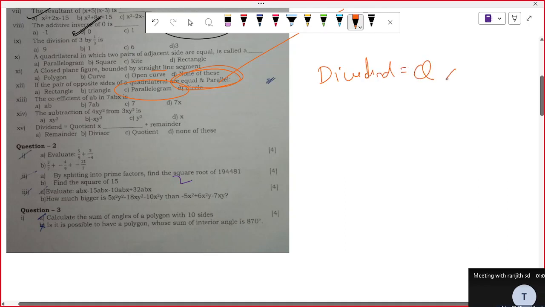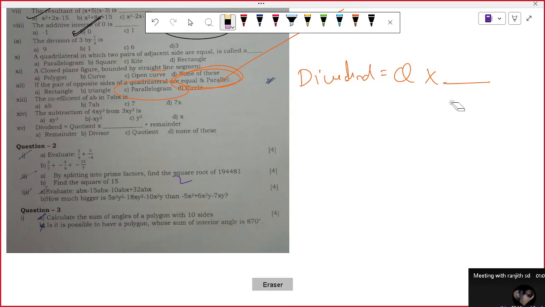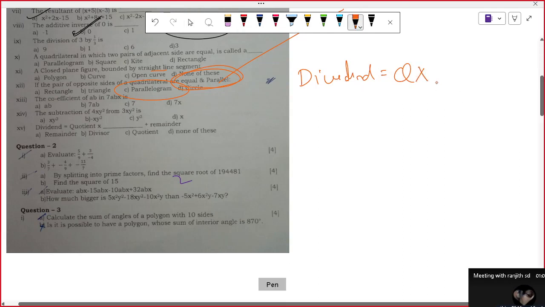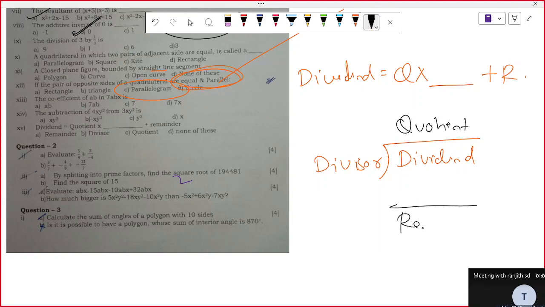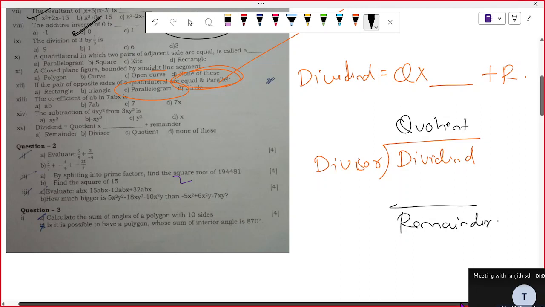Dividend is equal to quotient multiplied by what, plus remainder, is the question. What are we supposed to write inside? Dividend. Outside? Divisor. And on top, what do we write? Quotient. And bottom, last one, remainder. Right? Okay.